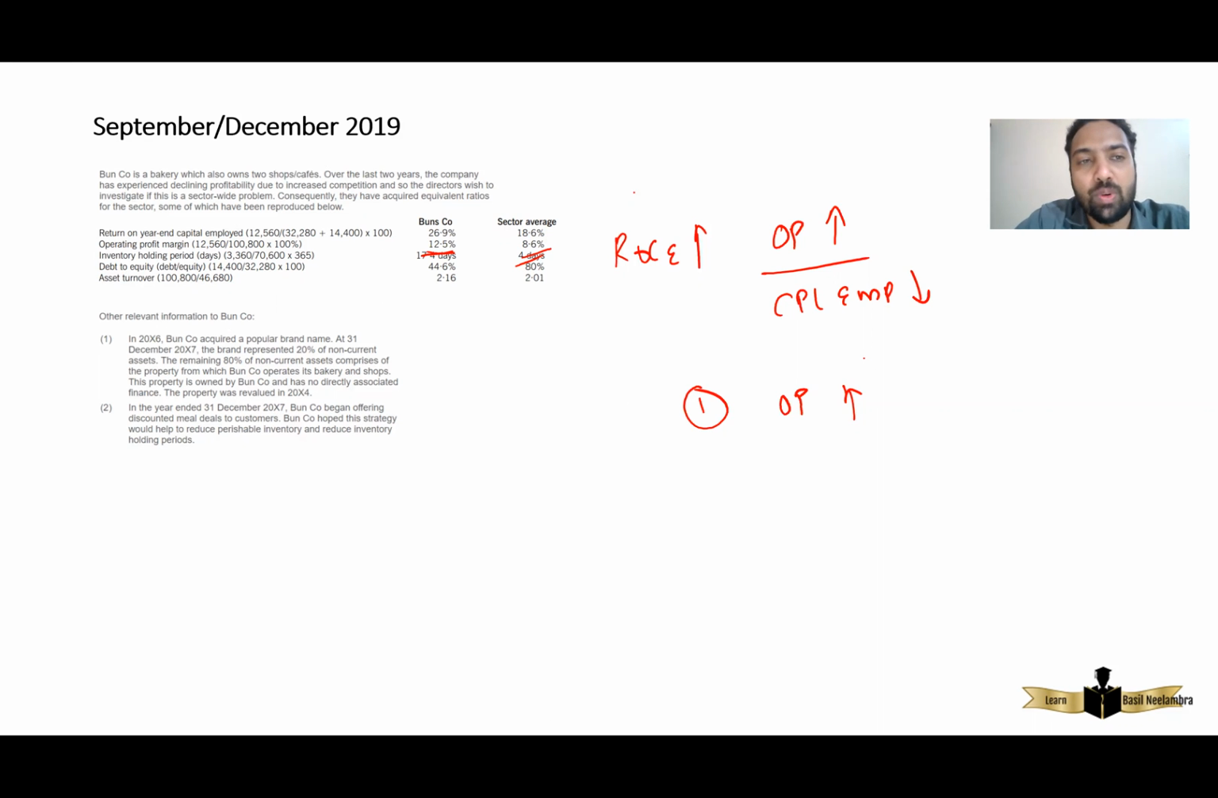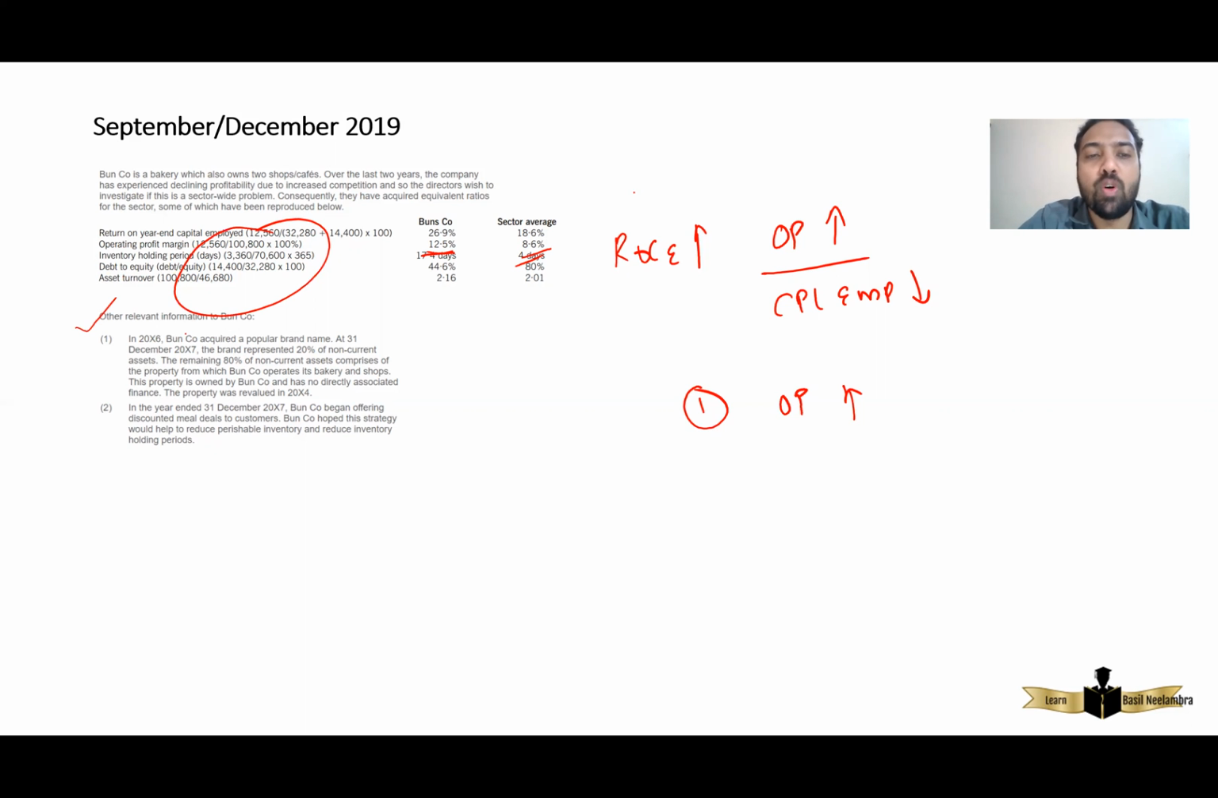So now just read the question. Bunge is a bakery which owns two shops. Over the last 2 years, the company has been experiencing declining profitability due to increased competition. So directors wish to investigate if this is a sector-wide problem, and they've calculated equivalent ratios. Some of these ratios you have to calculate, but that calculation is not our discussion part. Our discussion part is how to interpret.